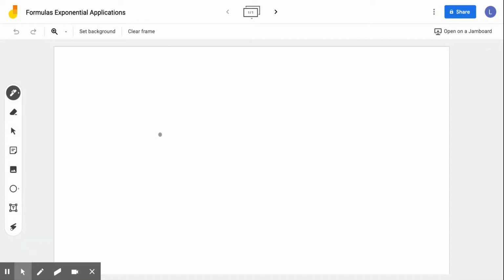All right, so we're going to just go over and review some formulas from when you've done exponential applications, word problems in the past. So here are some formulas, and we'll go over what the variables stand for. So A of t equals A naught, or A sub 0, times (1 minus r) to the t.